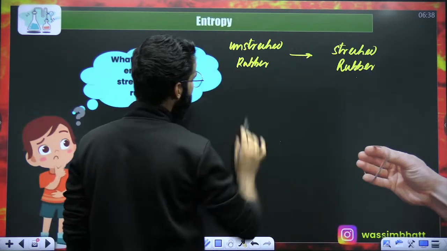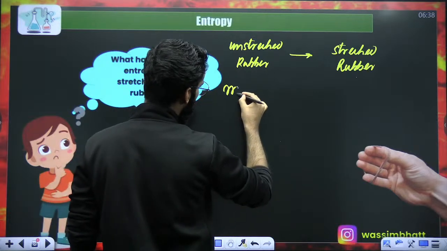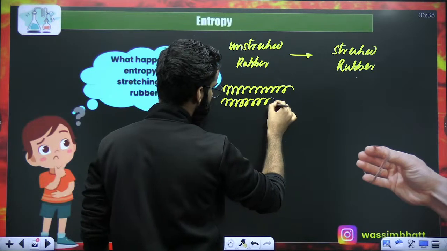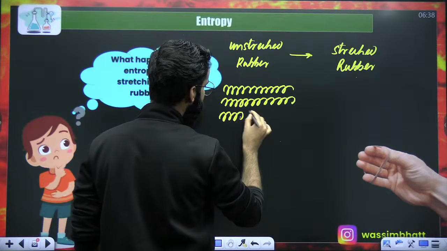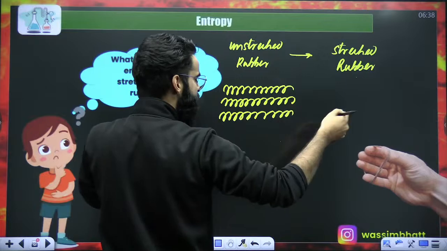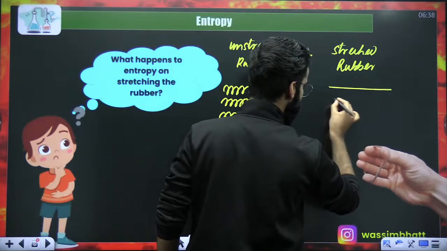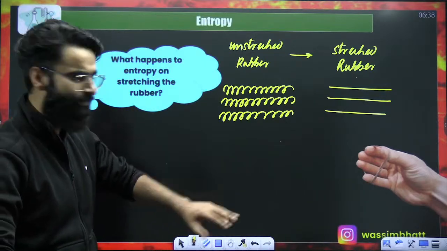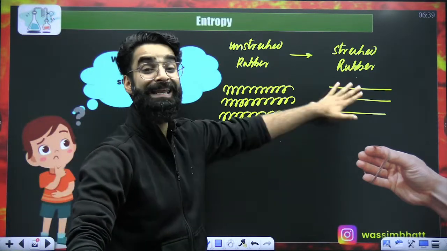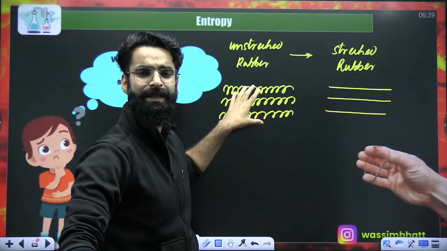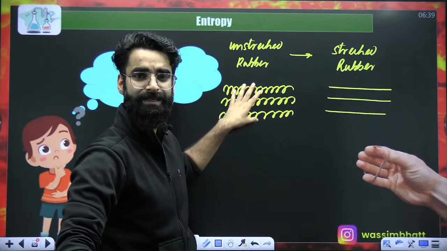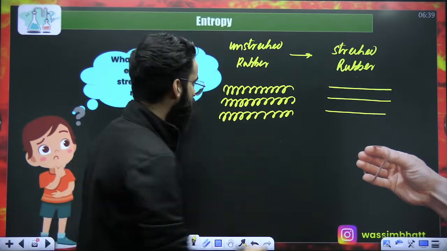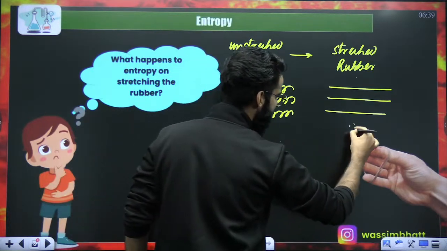What will be the structure of the unstretched rubber? It will be a coil structure. This is the structure of your unstretched rubber. When you stretch it, these coils get converted into linear shape. Now you tell me which structure is complex, coiled or linear? The coiled structure is complex. And the more complex the structure, the more the disorderness, the more the entropy. So on this side, entropy is more, on this side, entropy is less.